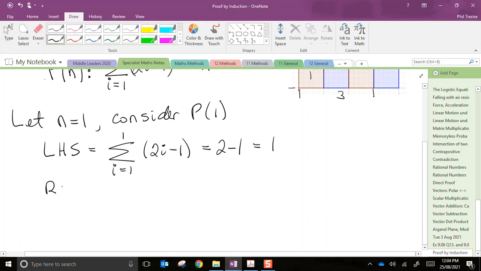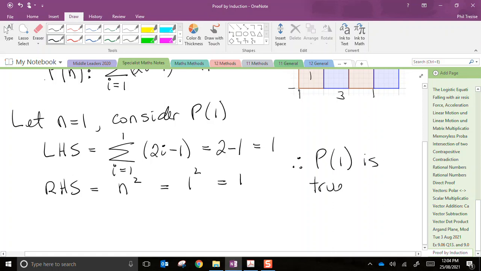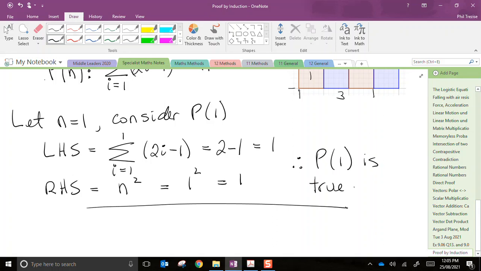The right-hand side of the proposition was n squared. So I'll write n squared. And of course, we're looking at n being 1, and 1 squared equals 1. So we can confidently say that the proposition 1 is true. We have tested the left and the right-hand side independently, and we have a true statement. That's the first step, or the base step, in proof by induction, testing the first case explicitly.